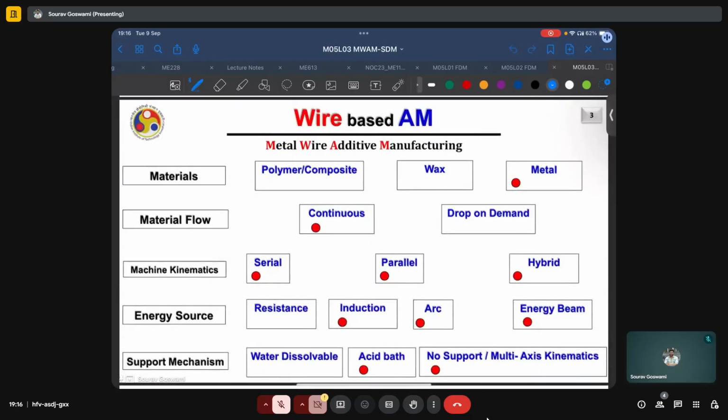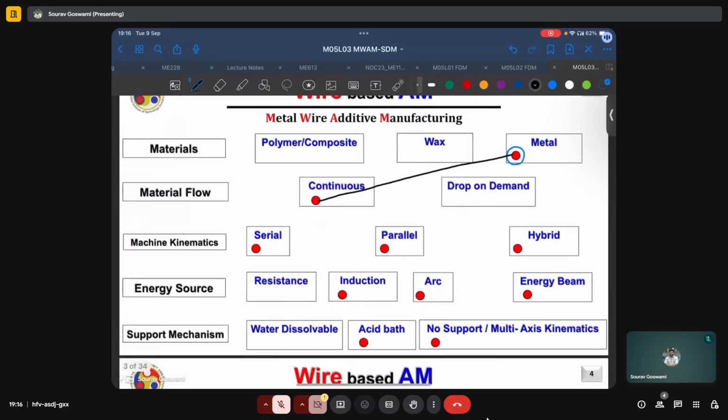For metal wire additive manufacturing, the material or the wire filament is made of metal. The deposition process is again continuous. The machine kinematics are typically serial or parallel, as well as it can be hybrid. Energy source is typically in the form of arc or beam, and the support mechanisms typically are not used. That is, we use multi-axis kinematics, or if they are used, as in the case of stainless steel and copper, they may be selectively dissolved using an acid bath.